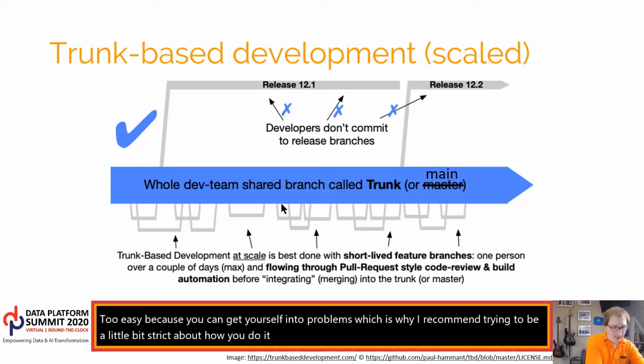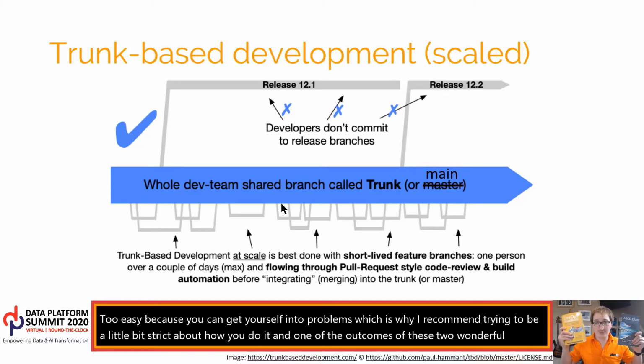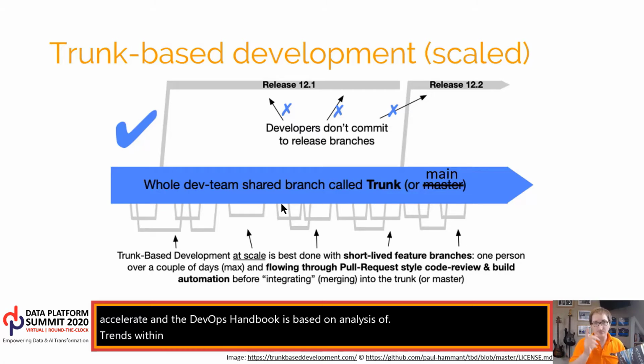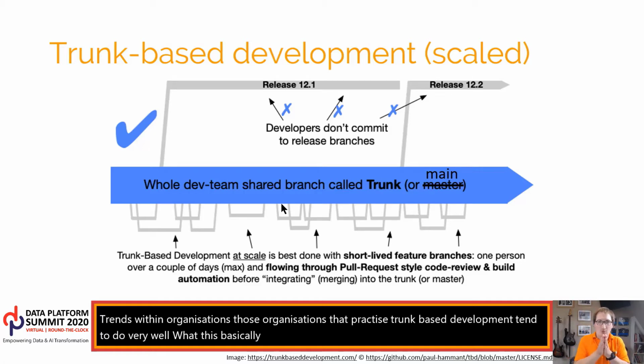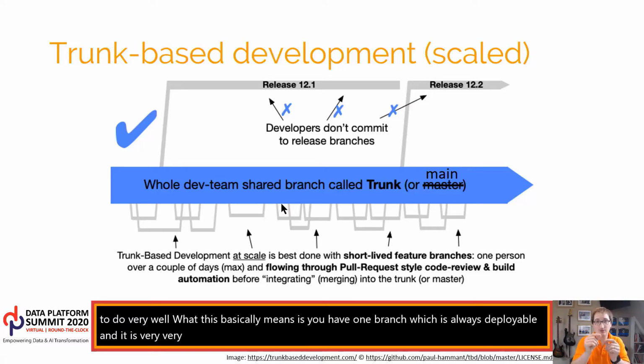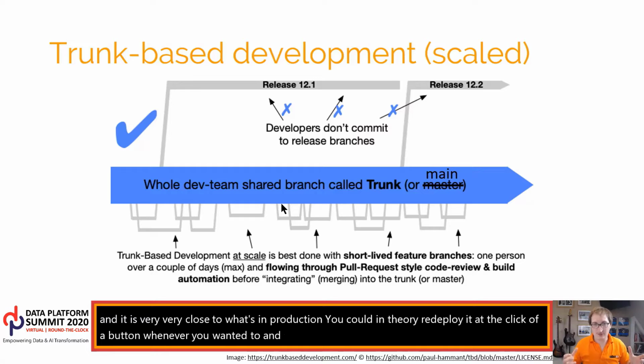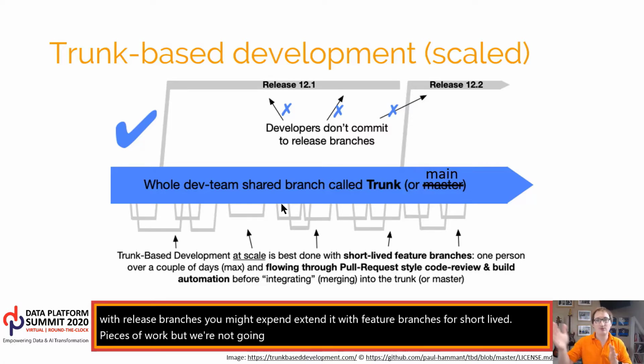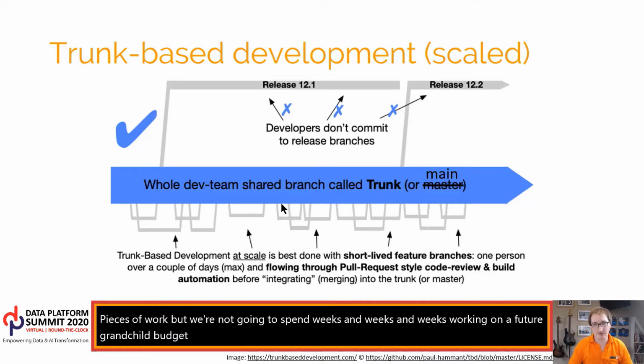And one of the outcomes of these two wonderful books, Accelerate and the DevOps Handbook, is based on analysis of trends within IT organizations. Those organizations that practice trunk-based development tend to do very well. What this basically means is you have one branch which is always deployable, and it is very, very, very close to what's in production. You could, in theory, deploy it at the click of a button whenever you wanted to, and the world would not catch fire. It might be extended with release branches, you might extend it with feature branches for short-lived pieces of work, but we're not going to spend weeks and weeks and weeks working on a feature branch and try and merge it back, because that's going to be very painful.